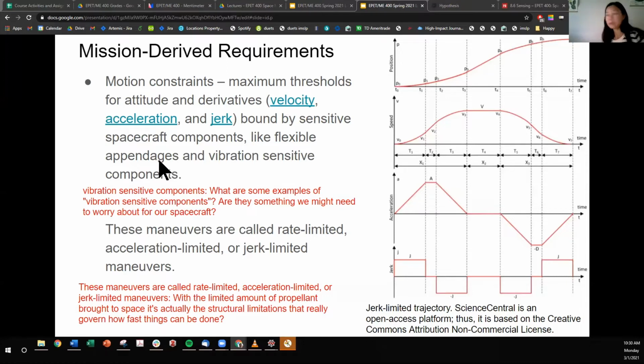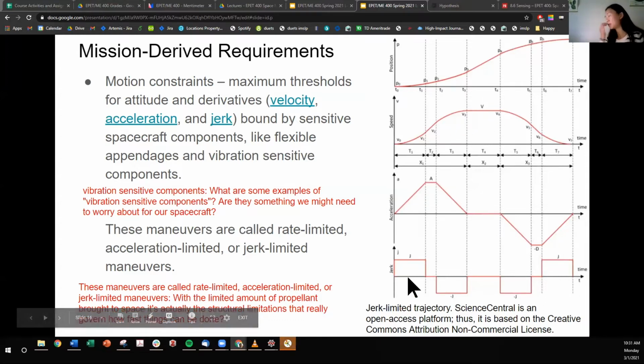Let's see, what other things? So maybe we'll talk about maneuvers that are rate limited, acceleration limited, or jerk limited. These are maneuvers that have motion constraints. On the right here, we see an example of a position limited, rate limited, acceleration and jerk limited response, or trajectory, sorry. This is something you set out to track.